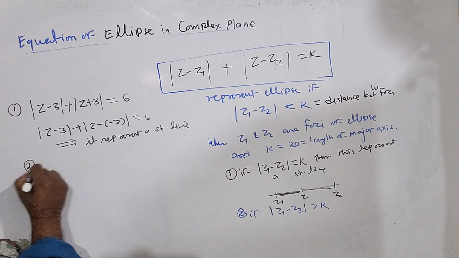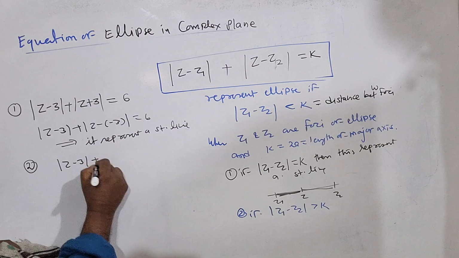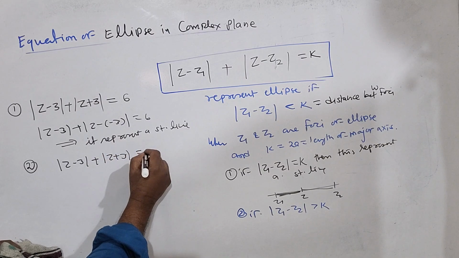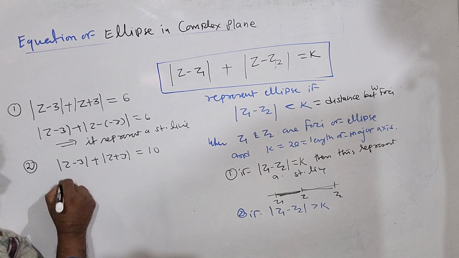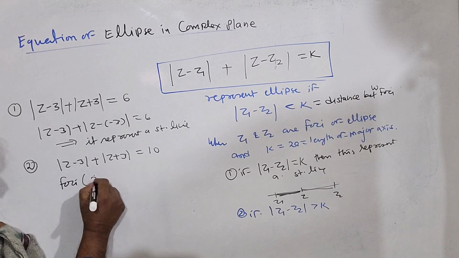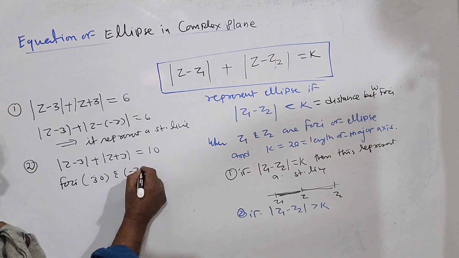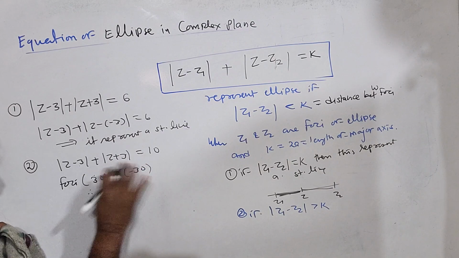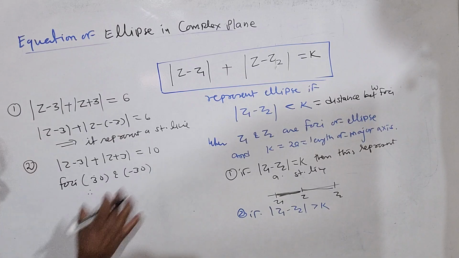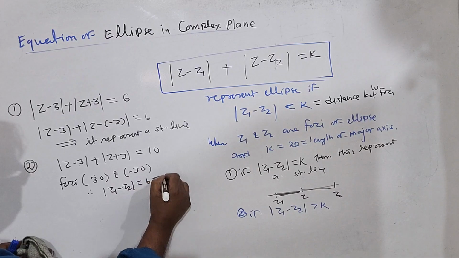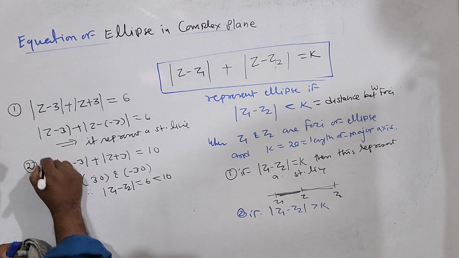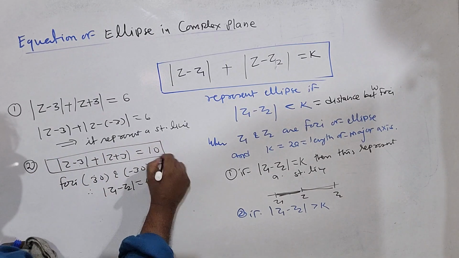But suppose I have modulus of z minus 3 plus modulus of z plus 3 is equal to 10, correct? Okay, at this time the foci are 3 comma 0 and minus 3 comma 0, and therefore the distance between them is 6. Modulus of z1 minus z2 is equal to 6, which is less than 10. So therefore at this time this is an ellipse. This represents an ellipse.